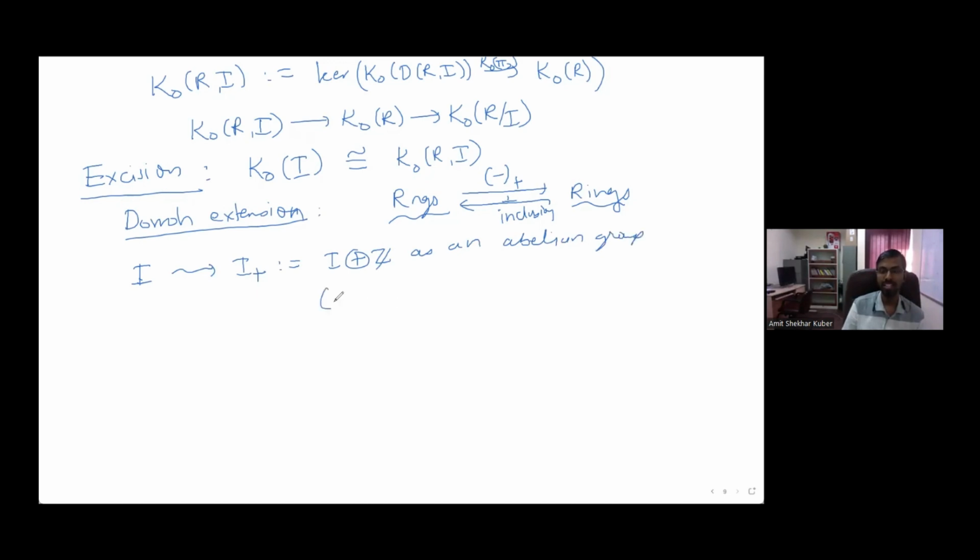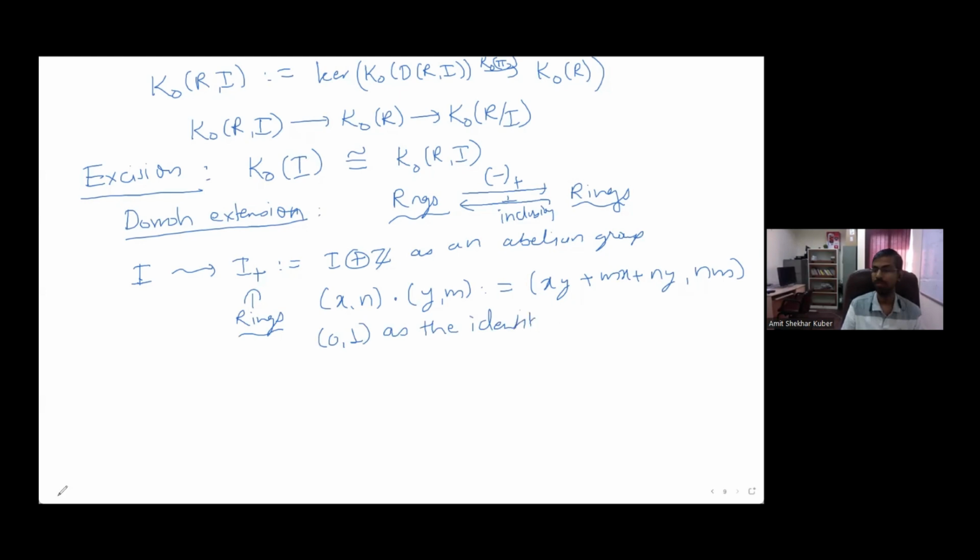And the multiplication is defined like this. (x, n) times (y, m) is defined to be (xy + mx + ny, nm). With respect to this, I plus becomes a ring with unity, with (0, 1) as the identity for this above mentioned multiplication. So every ring without unity can be converted, in the best possible universal way, into a ring with unity.